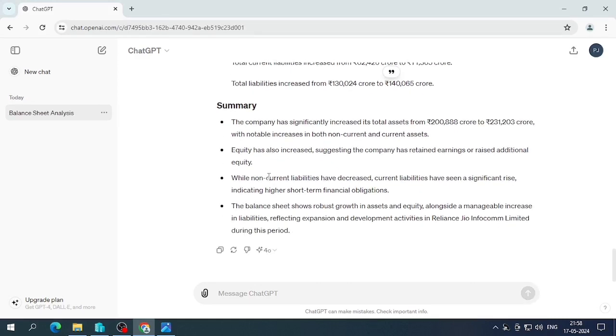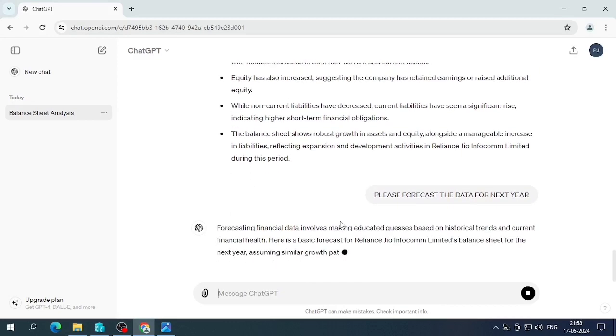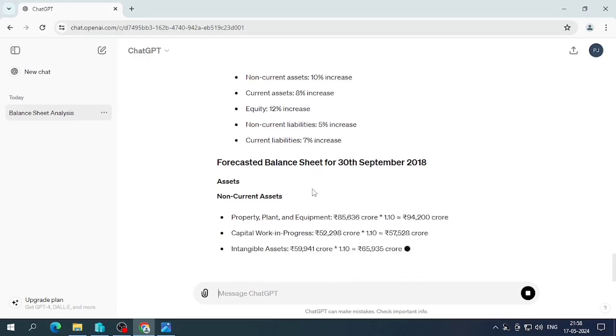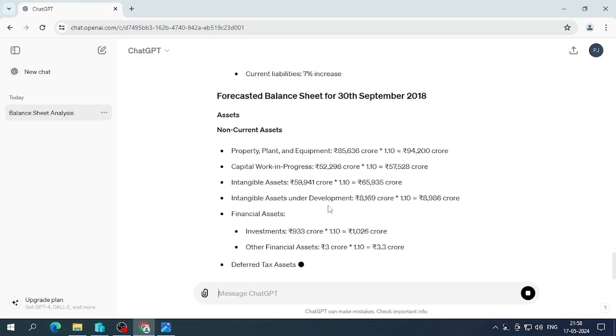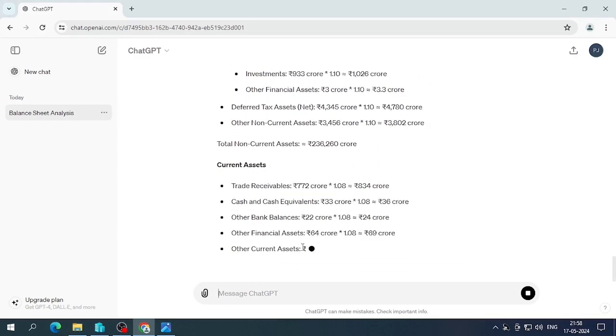Now I can give another prompt, either if I want data in a tabular form, or if I need a graphical presentation, then I can write the same thing. In the same way I can also forecast. So I'm just giving the prompt, please forecast the data for the next year. On the basis of the balance sheet data, ChatGPT will forecast the data. Here you can see the next year, assuming a similar growth pattern. On the basis of this pattern, it will forecast. You can see our forecasted data. This is very fantastic.